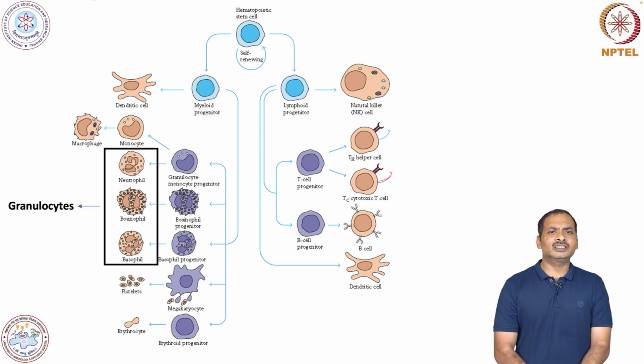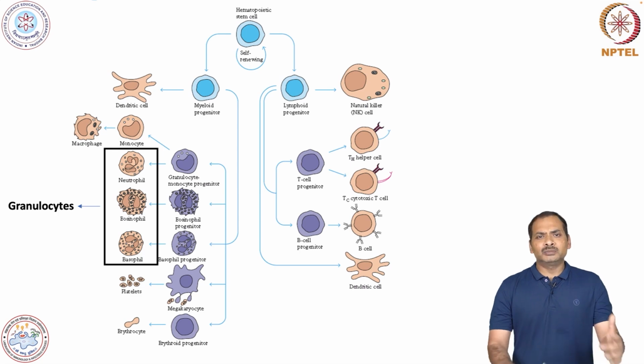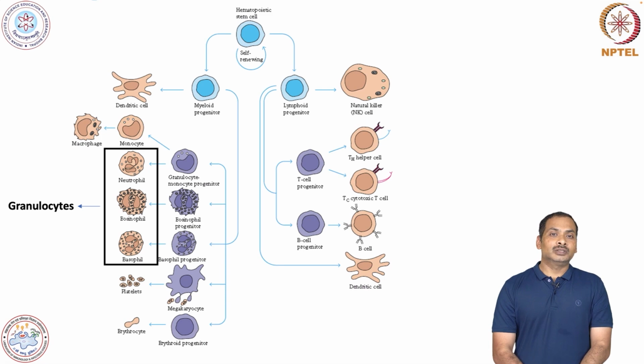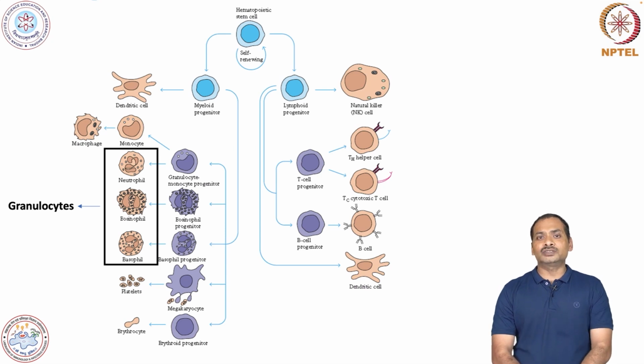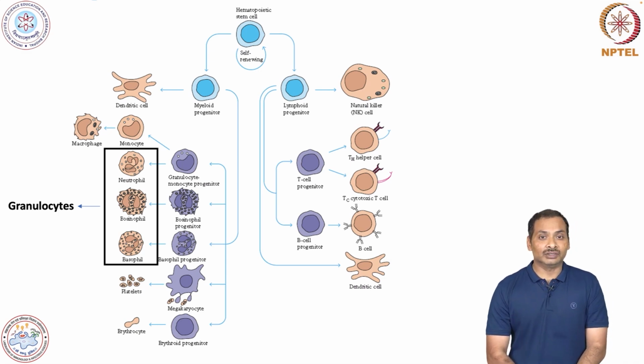So, here you can see that there is a set of cells which consist of neutrophil, basophil and eosinophil. We call them in a very simple way granulocytes. Okay. Why do we call them granulocytes? Because if you observe these cells after staining under the microscope, you will find that there are granule-like structures in the cytoplasm. Okay. So that's why we call them granulocytes.